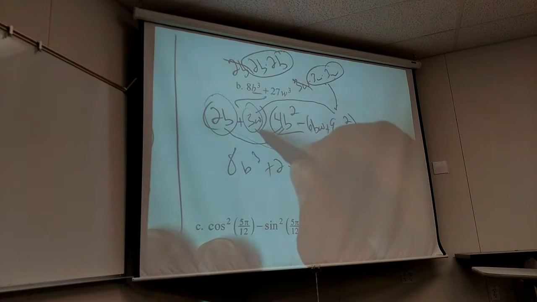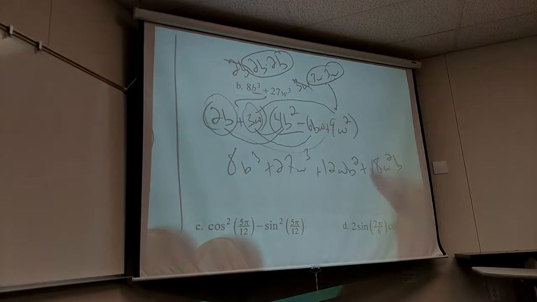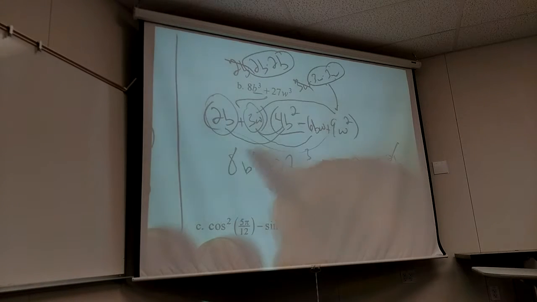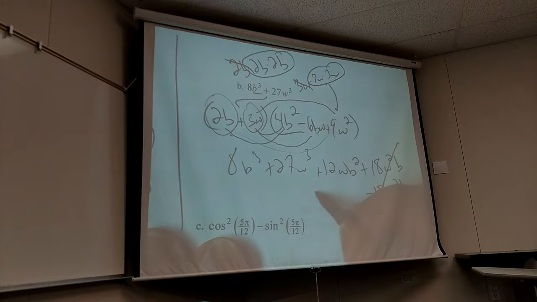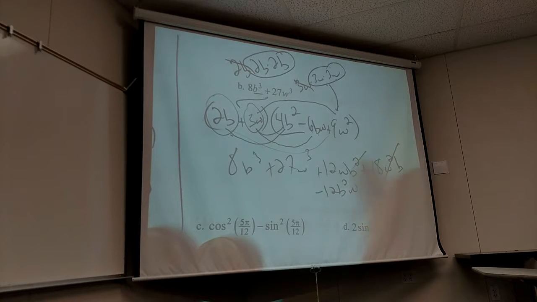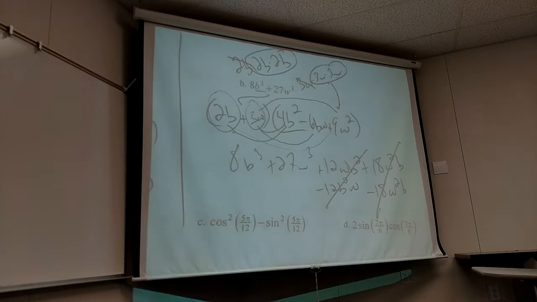So here it is in action. What's 3w times 6bw? Negative 18w squared b. Dead. And what's 2b times negative 6bw? Negative 12b squared w. Dead. Okay.